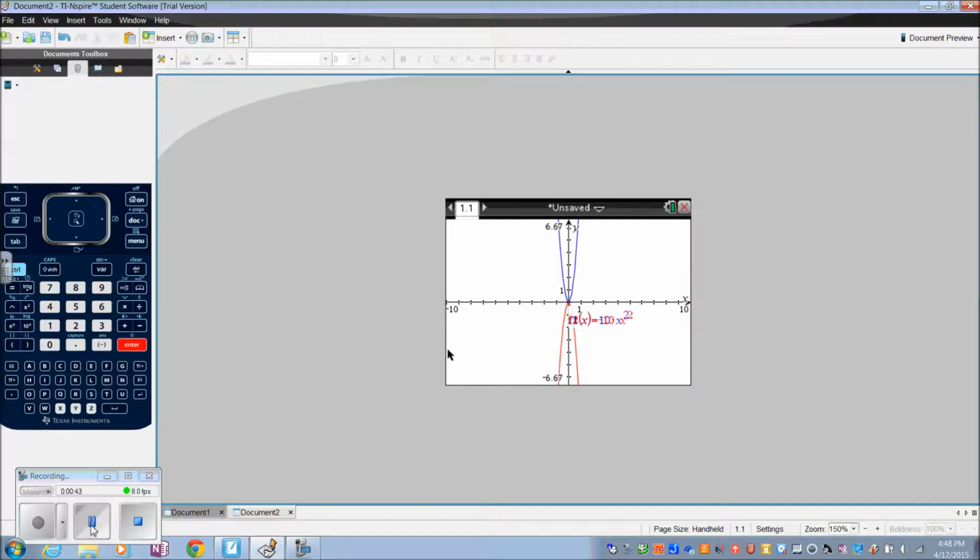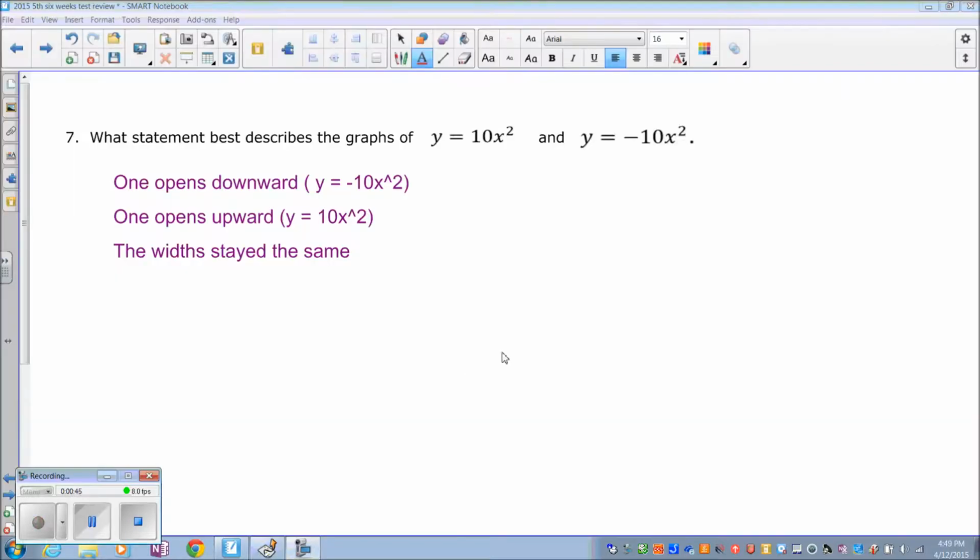So let me go back and I'm going to type our answer. Okay, so your answer is, one opens downward. The one that is y equals negative 10x squared opens downward because of the negative. And the other one opens upward, the y equals 10x squared, because it's positive. And the widths for both of these graphs stayed the same. And that's your answer for number 7.